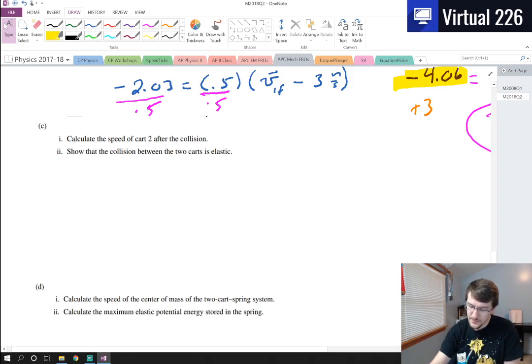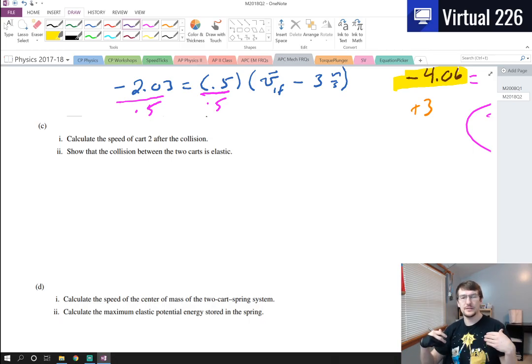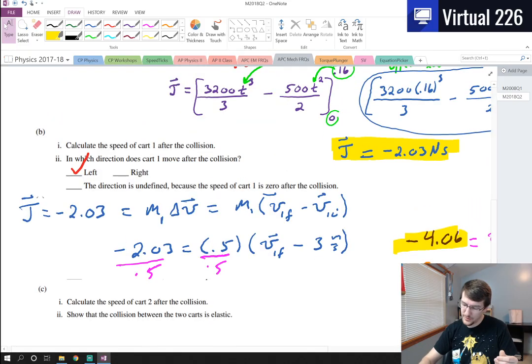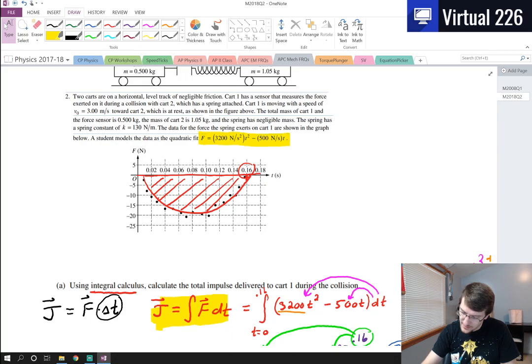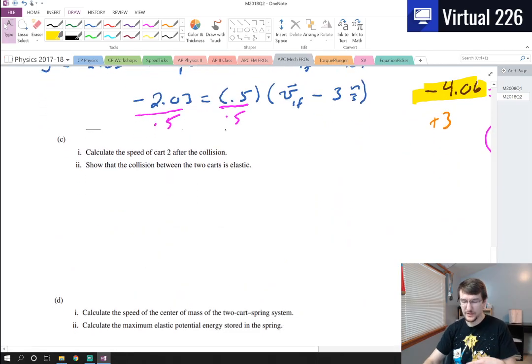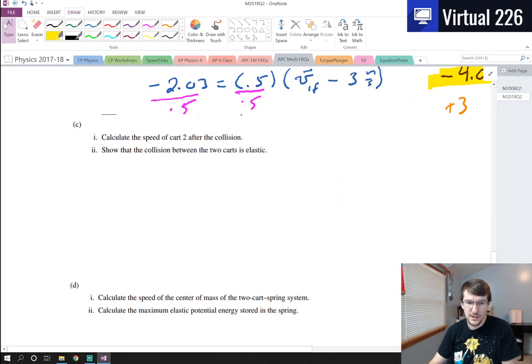So we can do the same thing here. We can look at that impulse giving us a change in momentum. Oh boy, it's early this morning. So that impulse is giving us a change in momentum here. The thing we have to be aware of this time is that our impulse is going to be in the opposite direction. So this impulse up here we found is negative 2.03 Newton seconds. That was the amount that the spring exerted on cart 1. Well, we know we're going to get equal and opposites there because impulse momentum has to be conserved.